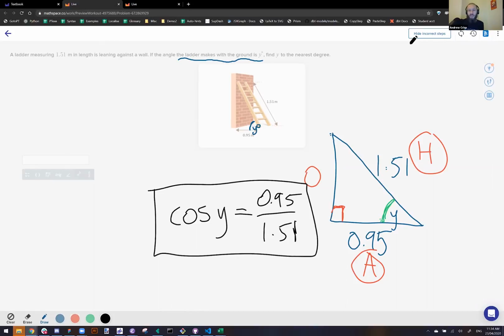My advice is to always redraw everything. Even if the diagram is right there on your page, draw another one and slowly add the information in. Once you have a right-angled triangle with 3 pieces of information, 2 side lengths and an angle, you can then form the equation and move on from there.